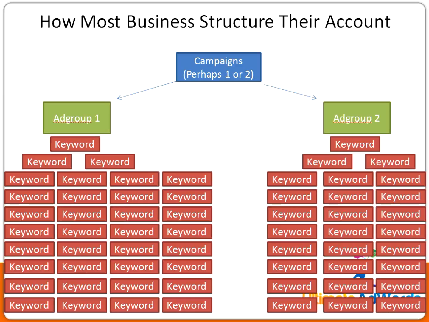Now, this is an example of how most accounts look. There's one or two campaigns, and within those campaigns there's either one or there's hundreds of ad groups. The main problem is that there are way too many keywords in a particular ad group. The amount of keywords in there would mean that the ad can't be extremely relevant to every single keyword in there, so it dilutes the effect of your ad.